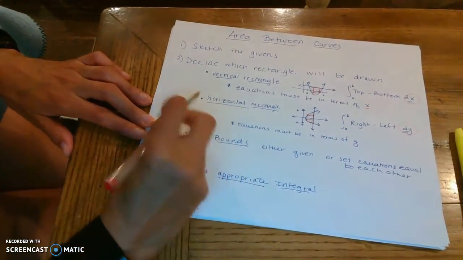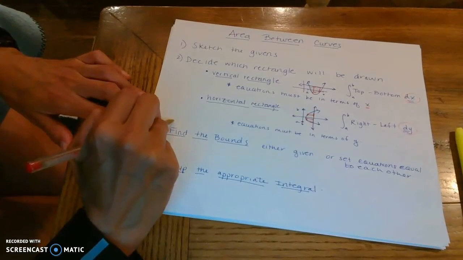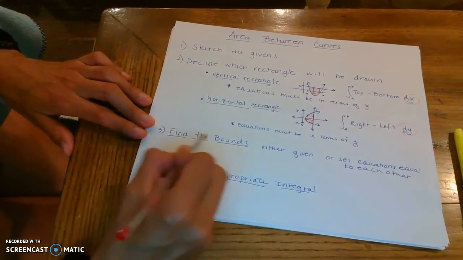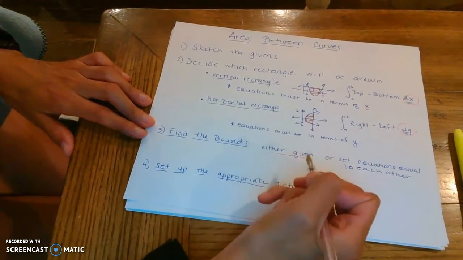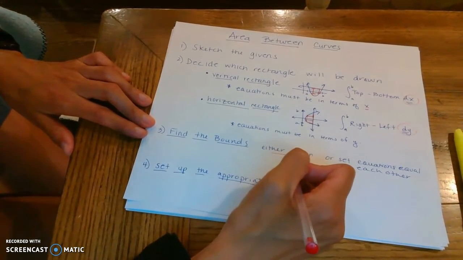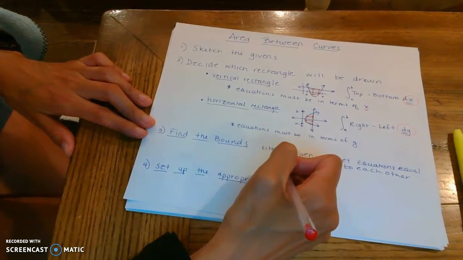Okay, moving on. After you've decided which rectangle you're going to use, you're going to find the bounds. Now the bounds are either given to me, so I'll look at it and say, okay, I'm not going to use that for a function, I'm going to use it as a bound. And how would I know?